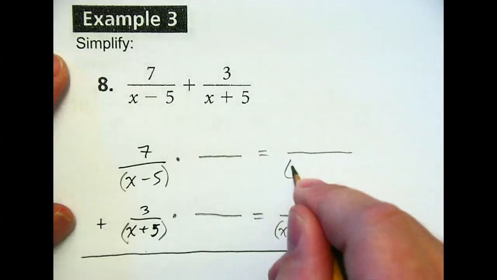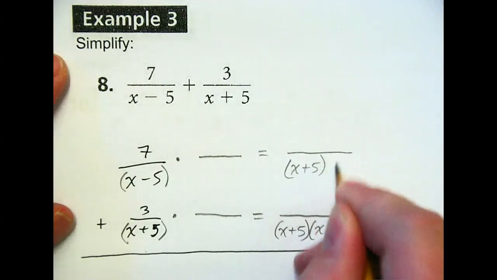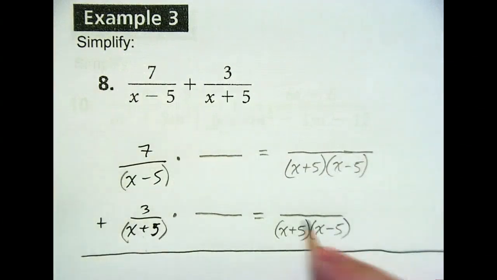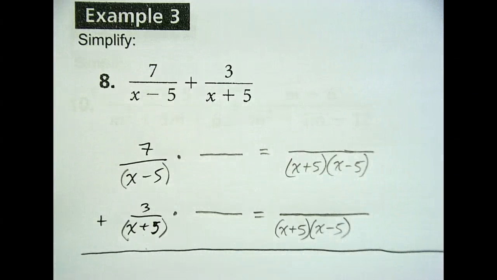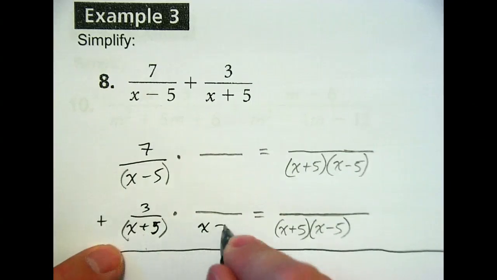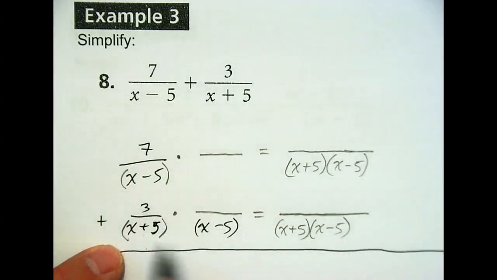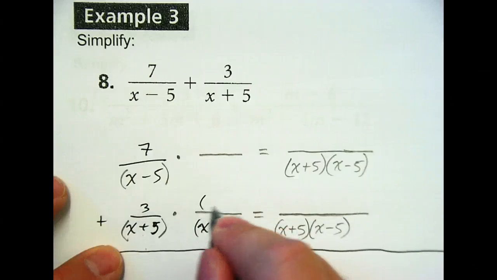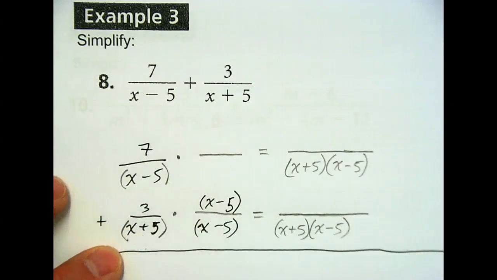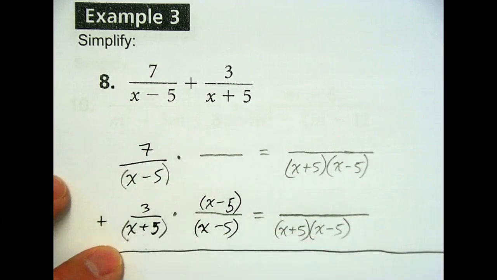So very similar to what we've been doing, now we're just putting it into an actual problem. That's our common denominator, x plus 5, x minus 5. You're right, it's x squared minus 25, but we're not going to multiply it out. So what do we need to multiply this by? x minus 5. That times that gives us that. So we're multiplying by that special 1. x minus 5 over x minus 5 is still 1.